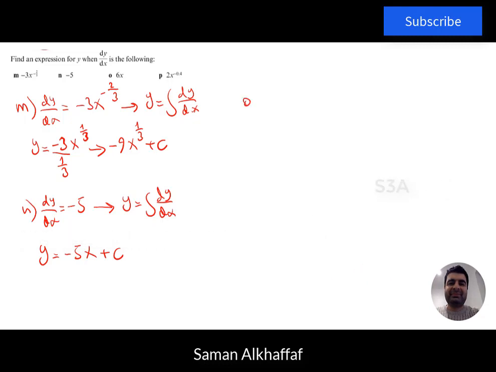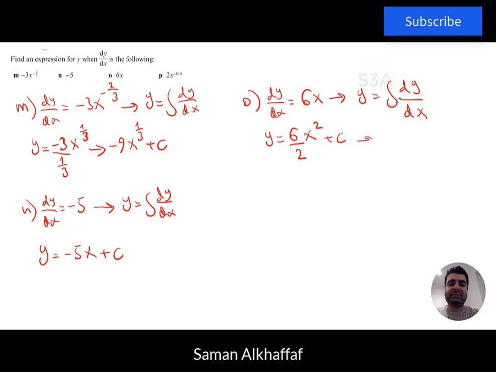For part o, we're looking at dy over dx is 6x. So for us to find y, we need to integrate dy over dx. Now y will be 6x squared over 2 plus c. So that will give us 6 divided by 2, that will give us 3x squared plus c. And this will be our answer for y.